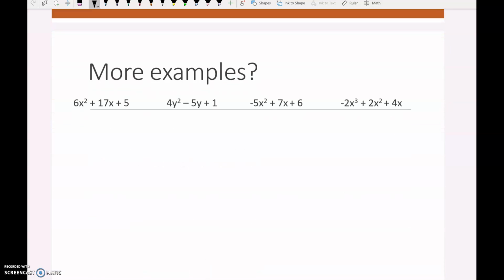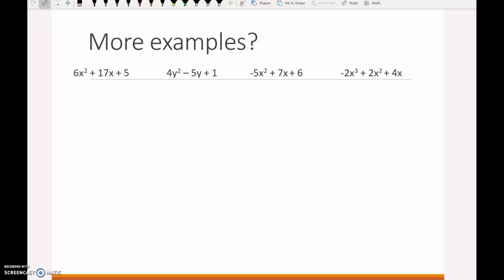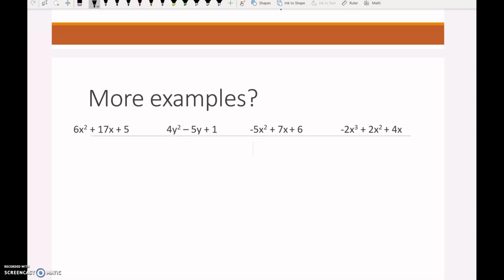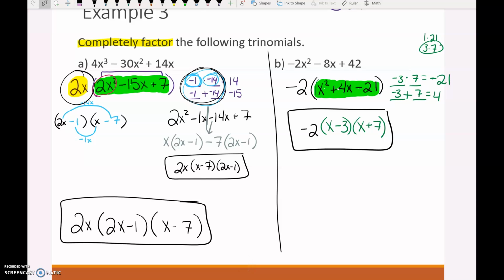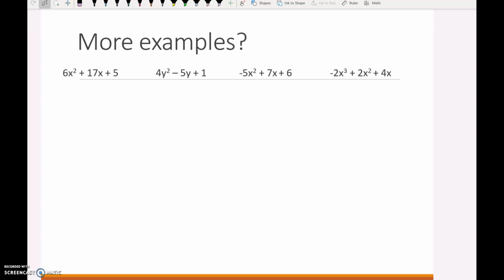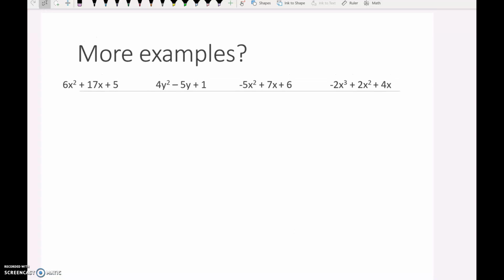All right. The last slide just says more examples. I want you to try these if you feel you need some extra examples. Basically, the first two are very similar to example 3A, or the previous examples. The last two are more similar to example 3B. I think we should do maybe one more together, and I'll show you both ways again.